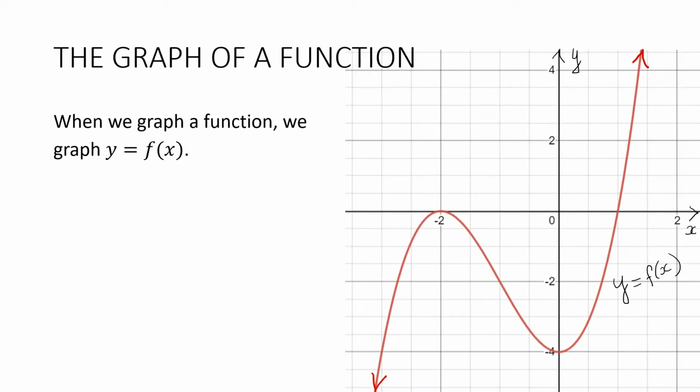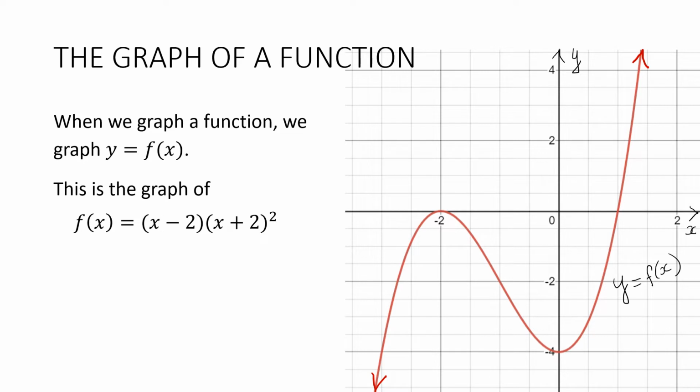Now when we graph a function, we actually graph y equals f of x. So remember, f of x is our function notation, but we don't put that on the y-axis. This always remains y. So this is the graph of y equals f of x. And in this case, f of x is (x - 2)(x + 2)².